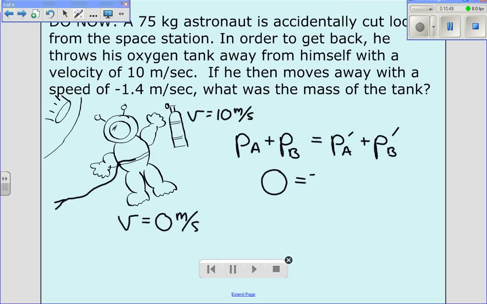As we look over to the right side, we also know that the momentum of the astronaut is going to be 75 kilograms times negative 1.4 meters per second. And then the air tank we know is going to move to the right with a velocity of 10 meters per second, but we don't know the mass. Using this equation, the only thing that we do not have is the mass of the air tank. You can do some algebra, and once you get down to it, we find that the unknown mass of the air tank, mass of object B, is equal to 10.5 kilograms.